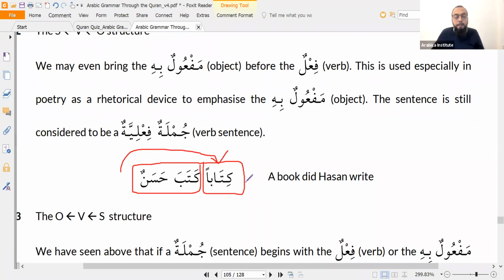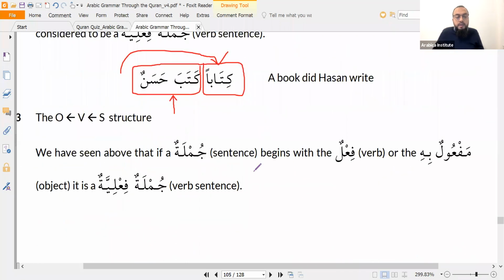Maf'ulun bihi muqaddam. Sorry, you mean verbal. This is a verb. Sorry, afwan. This is a verb sentence, not a noun sentence. Kataba is the first word of the sentence. So this is still a verb sentence, and the kitaban is just the maf'ulun bihi that's been brought forward.